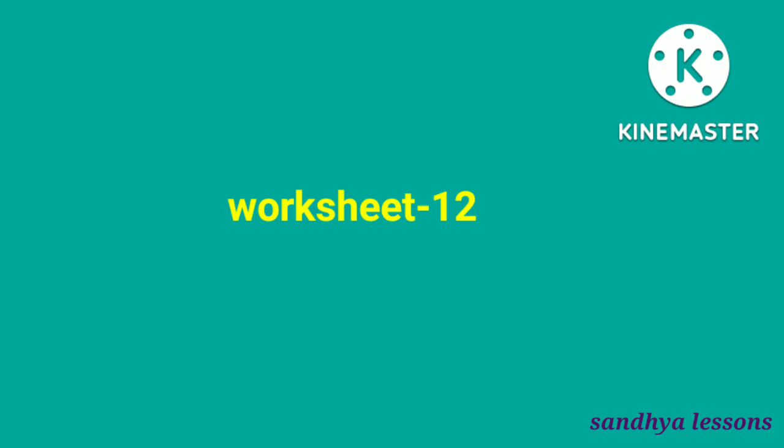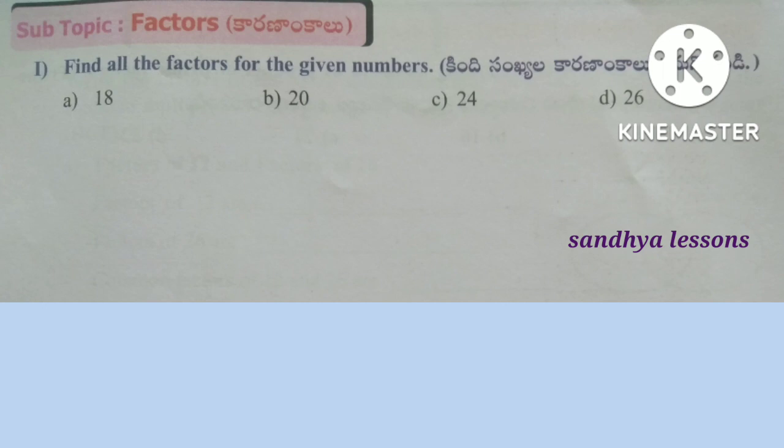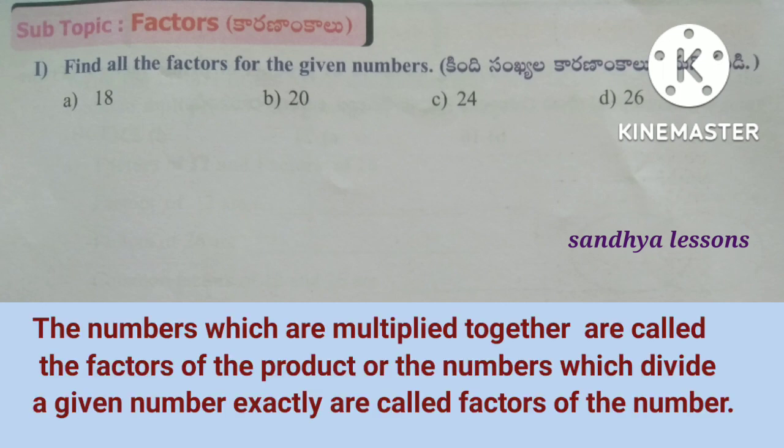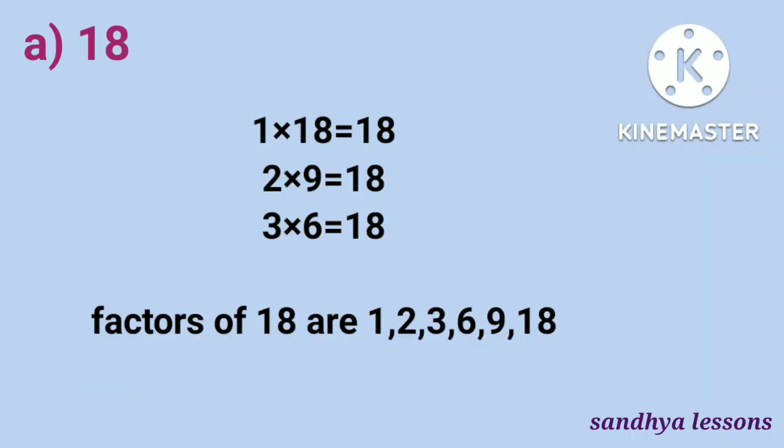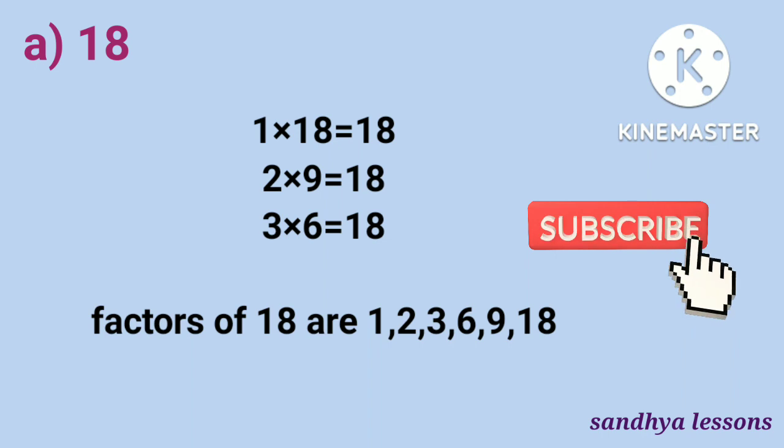Worksheet 12. First, find all the factors for the given numbers. The numbers which are multiplied together are called the factors of the product, or the numbers which divide a given number exactly are called factors of the number. Factors of 18 are: 1 18s are 18, 2 9s are 18, 3 6s are 18. Factors of 18 are 1, 2, 3, 6, 9, 18.